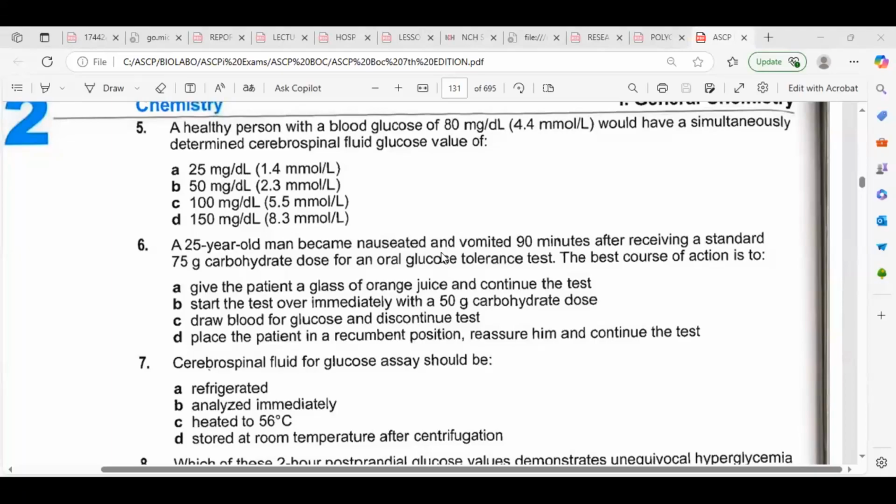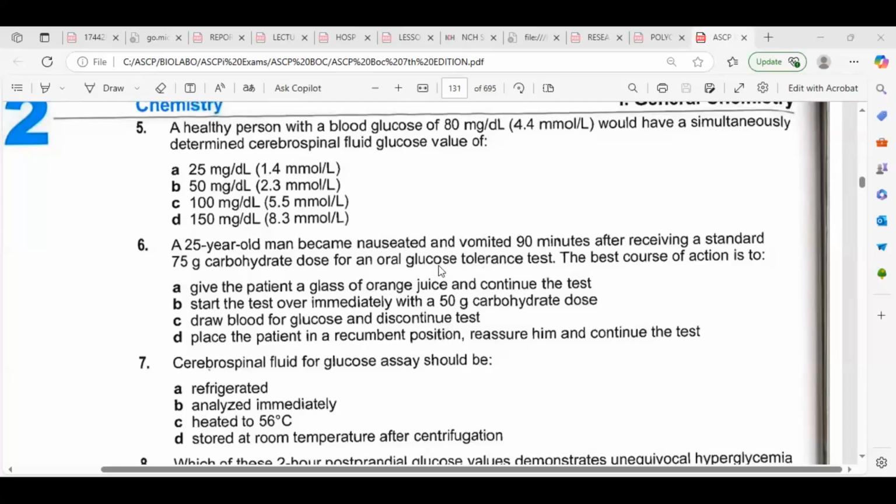By using the elimination method. Okay, that's what I used to give the answer. We can't give the patient juice because that is going to compromise and interrupt the test. Yeah, it's going to compromise everything.